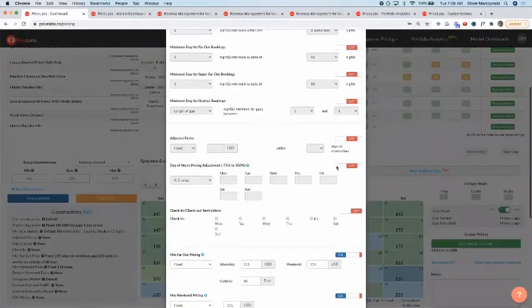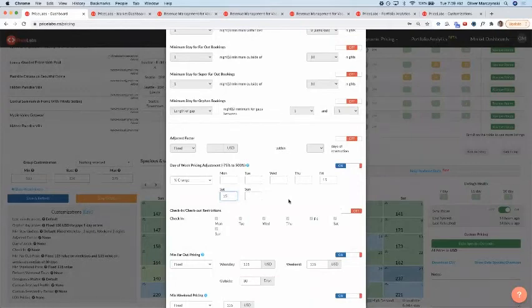We have our day of week adjustments that let you say, hey, my Fridays and Saturdays are always booked. Let me bump those up by 15% here. My recommendation, bump it up by 15%. Let that sit for a week or two. See if reservations keep coming in at that higher price for Fridays and Saturdays.